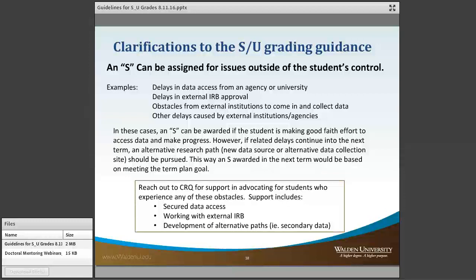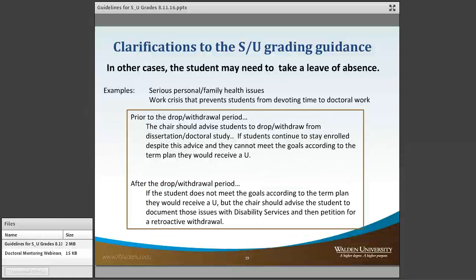But we don't want to have more than one term where a student is not making progress because of delays outside of their control. We'd like to think that in the second term you are helping them, guiding them, giving support and direction, so that they can look at alternatives if they need to, so that they can, in fact, have access to, whether it's an approved external IRB or whether it's getting access to external data.